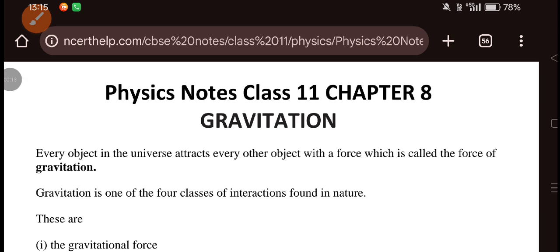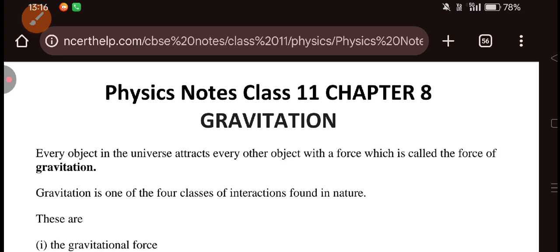Every object in the universe, not only in our world, in the universe, attracts every other object. Each and every object in the universe attracts every other object with a force, and that force is called the force of gravitation. So that force with which an object is being attracted by another object is known as gravitation force.